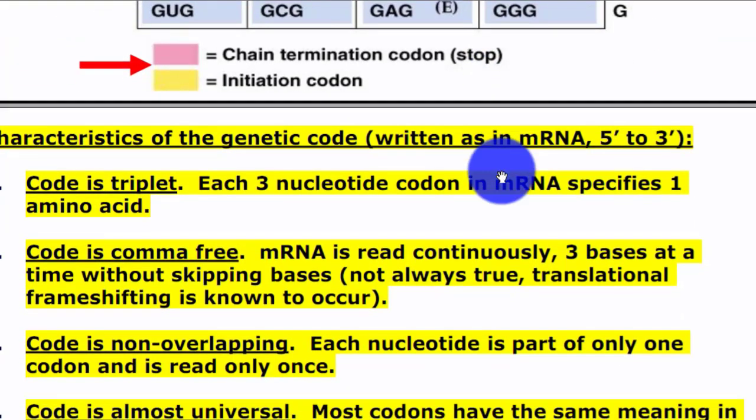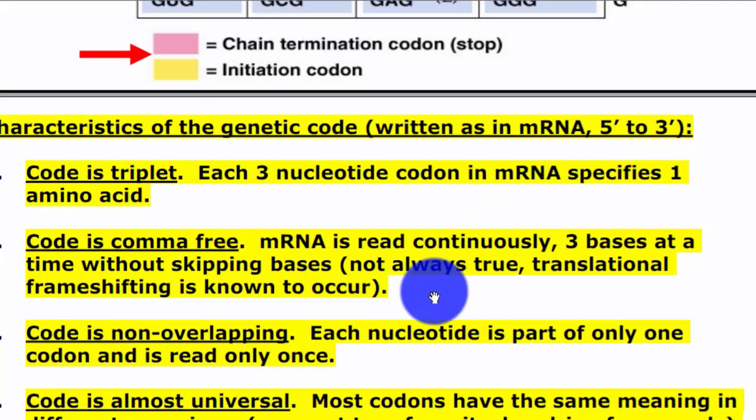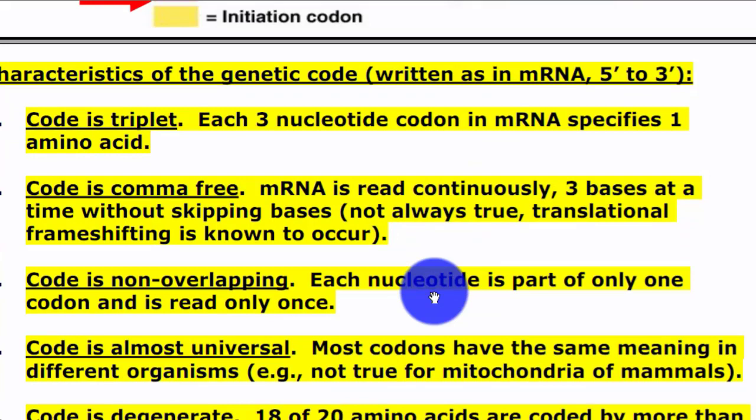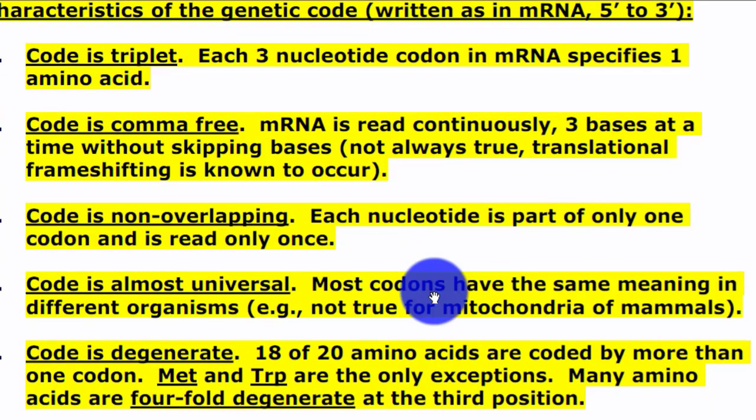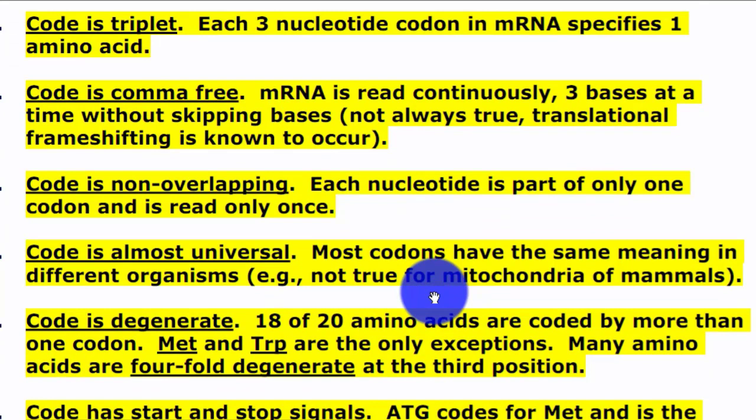Characteristics of the genetic code, written as in messenger RNA 5' to 3'. The code is triplet. Each 3 nucleotides coded in messenger RNA specify one amino acid. The code is comma-free. Messenger RNA is read continuously 3 bases at a time without skipping bases, though this is not always true. Translational frame shifting is known to occur. The code is non-overlapping. Each nucleotide is part of only one codon and is read only once.